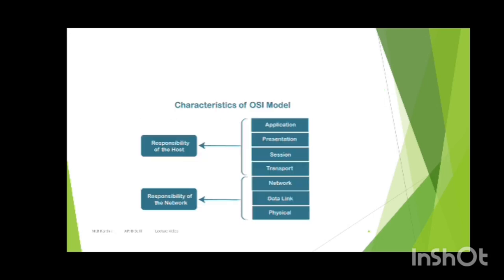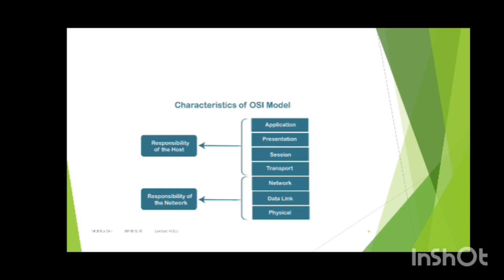Next, these are the characteristics of the Open System Interconnection model. The layers are application, presentation, session, transport, network, data link layer, and physical layer. The first 4 layers are the responsibility of the host, and the next 3 layers are the responsibility of the network. The OSI model is divided into 2 groups, upper layers and lower layers. The first 4 are called upper layers, and the next 4 are called lower layers.